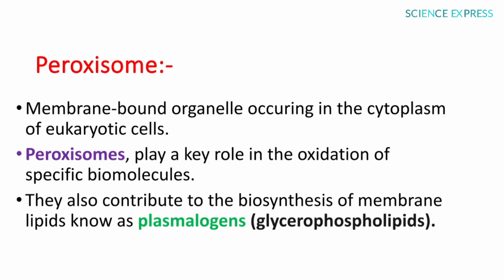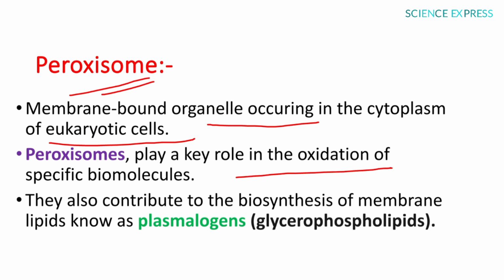Next cell organelle is the membrane bound peroxisome. Membrane bound organelles are also present in the cytoplasm of eukaryotic cells. Peroxisomes play a key role in the oxidation of specific biomolecules and they also contribute to the biosynthesis of membrane lipids known as plasmalogens. Another name is glycophospholipids.